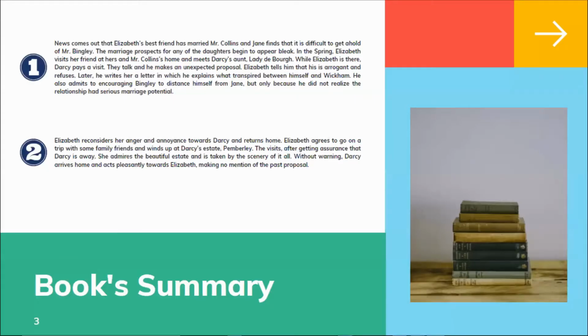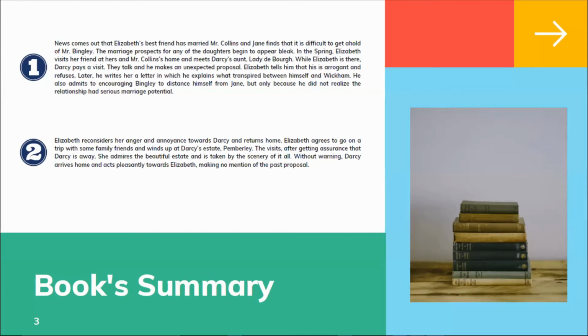News comes out that Elizabeth's best friend has married Mr. Collins, and Jane finds that it's difficult to get a hold of Mr. Bingley. The marriage prospects for any of the daughters begin to appear bleak.